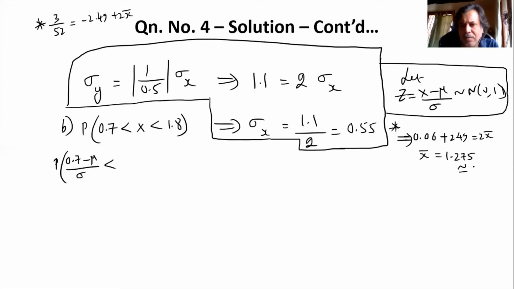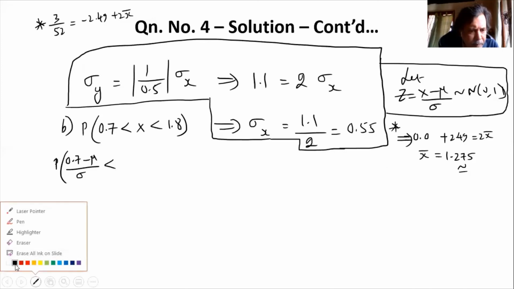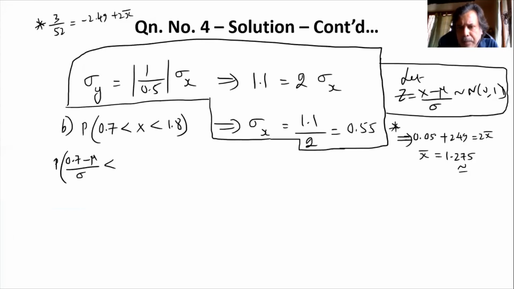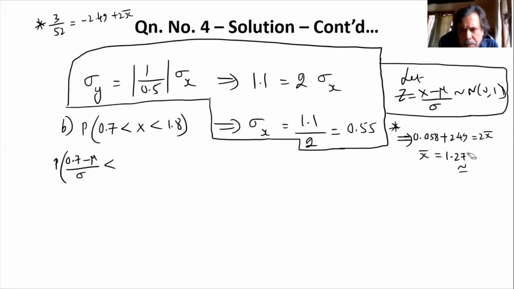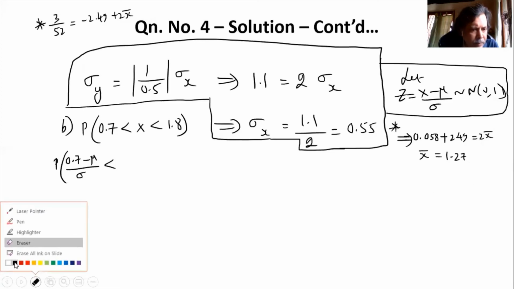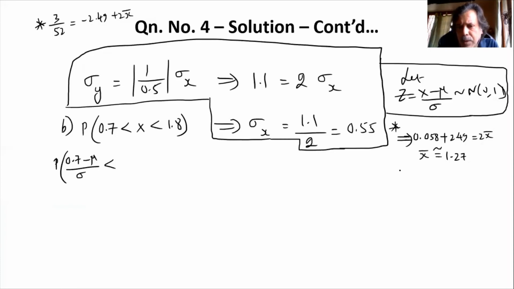Or I can round it off, because this is 3 divided by 52. Actually speaking, let me fully write that, 5.8. I can put it as 5.8. So this approximately will work out to only this much. Let me write that. This is approximately equal to 1.27. Now, okay, let me come back here.